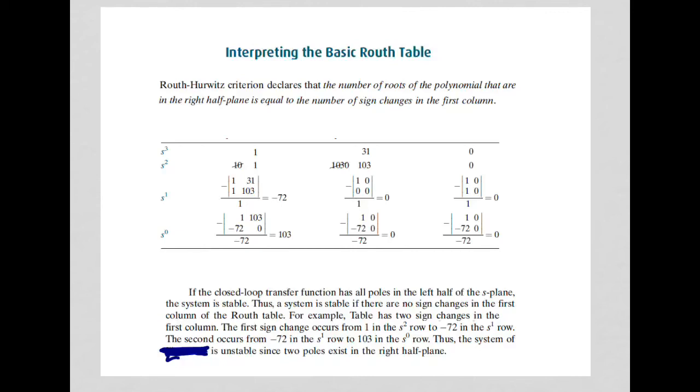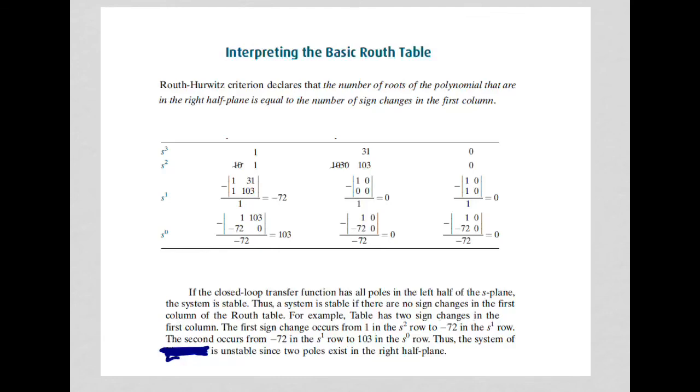For example, we see that the table has 2 sign changes in the first column. You will see that from here it is minus 72. So from positive to negative, then from negative to positive. So there are two sign changes in the first column. The first sign change occurs from 1 in the S2 row to minus 72 in the S1 row, and the second changes from minus 72 of the S1 row to 103 in the S0 row. The system is unstable since two poles exist on the right half plane.